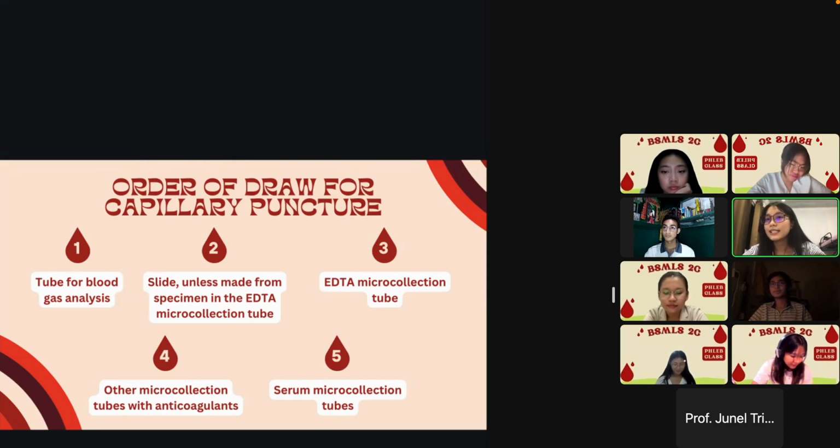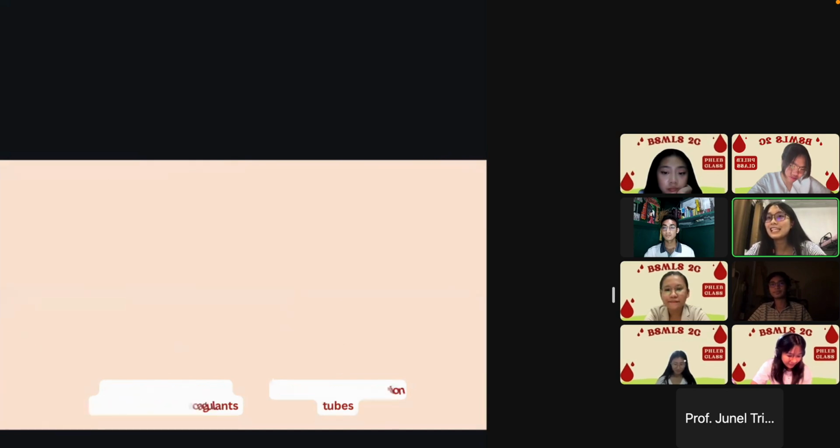Then second is slide, unless made from specimen in the EDTA microcollection tube. Third is EDTA microcollection tube. Fourth is other microcollection tubes with anticoagulants. And fifth is serum microcollection tubes. You need to familiarize yourselves with the order of draw since that is the actual order and it does not change.